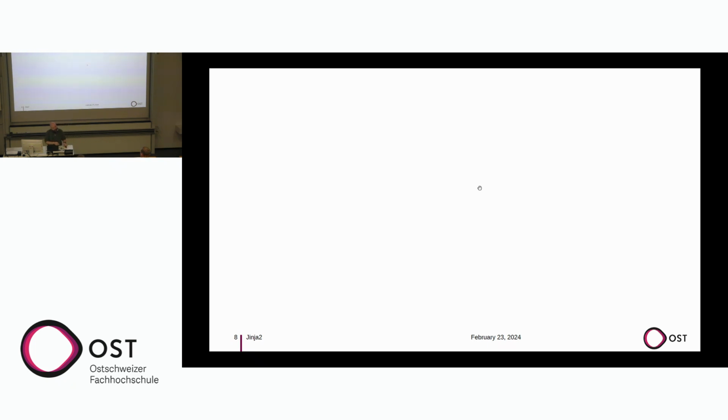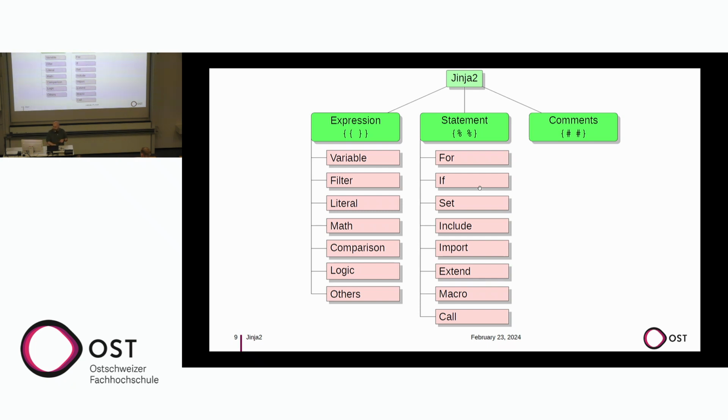I created a long time ago this graph trying to say what features Jinja has. We have expressions where we can express variables, we can use filters with a pipe, and then we can do something with the value. We can also pipe it multiple times. We have literals, we have all the math stuff. We can multiply, we can divide, if it makes sense. We have comparison, we have logical operators to test stuff. If it's true, if it's false, we need that for the comparison.